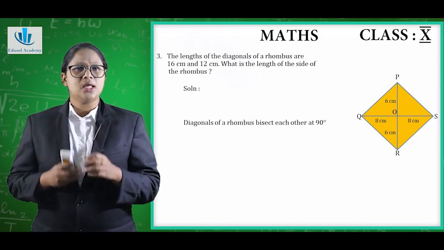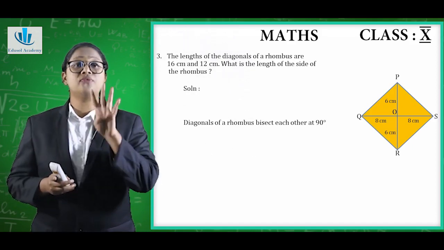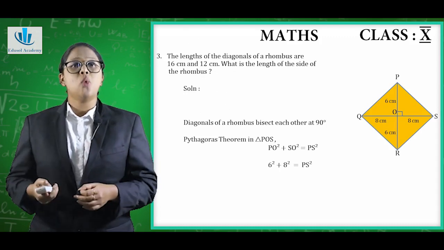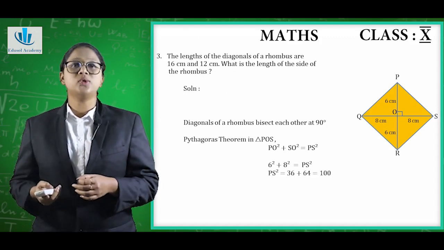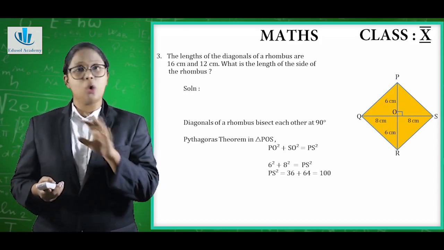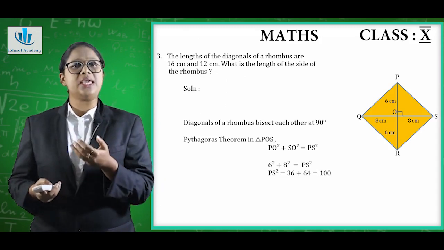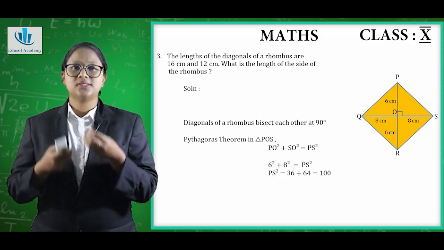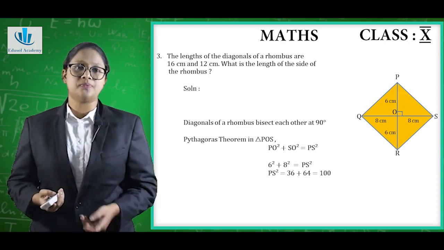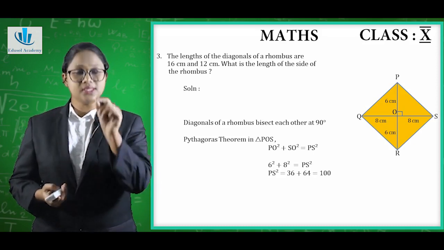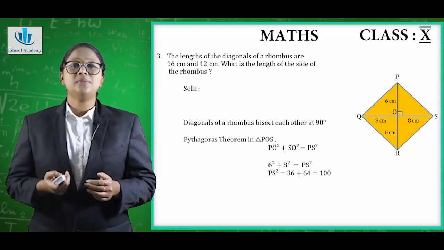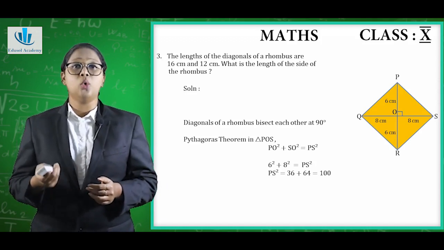Now we can see the whole rhombus had been made into 4 right triangles, and we are supposed to find one of the sides. And we also know that the sides of a rhombus are all equal. So we can take any triangle, and since it is a right triangle, we can directly apply Pythagoras theorem. So the concept that we are using in this question is Pythagoras theorem. So let's see. I'm taking triangle POS.